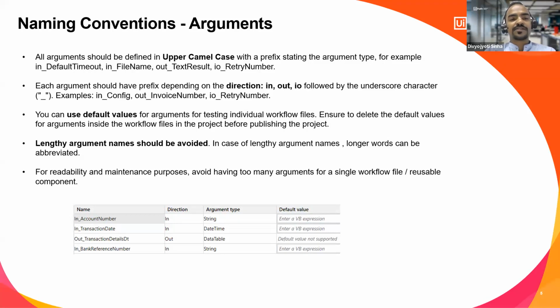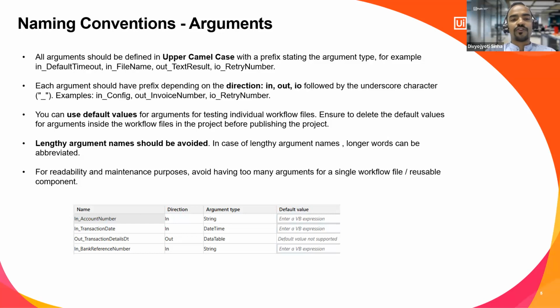The next aspect is that lengthy argument names should be avoided. Again, this point we covered in the variables naming convention as well, that you should avoid having lengthy argument names. Longer words can be abbreviated as shorter words, but you should again limit your argument naming convention to under 20 words, not more than that.